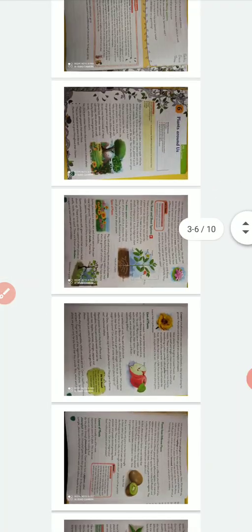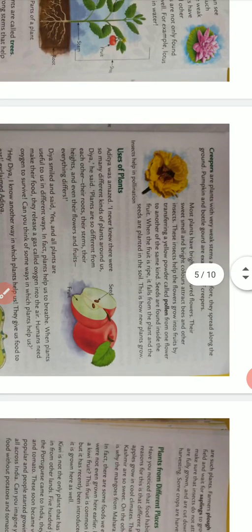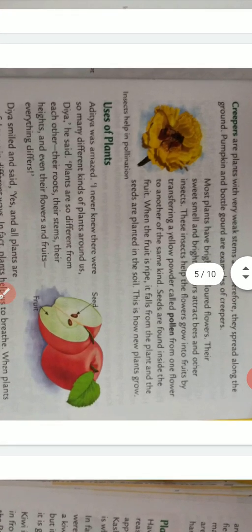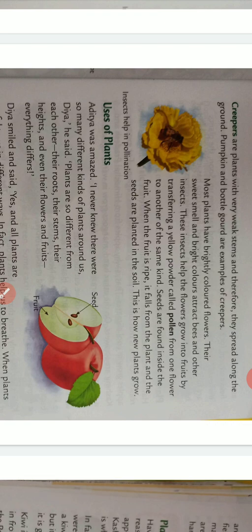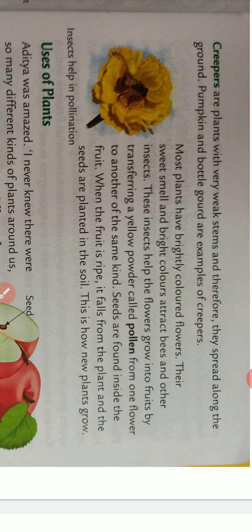Okay, now moving to the next page, children. So this is your next page, and that is the climbers. Okay, so one thing is missing here, and that is the herbs, children, right? And what are the herbs? Herbs are the plants which are shorter than the shrubs also. This I'm going to explain in a small video. Okay, so what are the creepers? Creepers are the plants with very, very weak stems, and therefore they spread along the ground. Pumpkin and bottle gourd, they are the examples of the creepers.